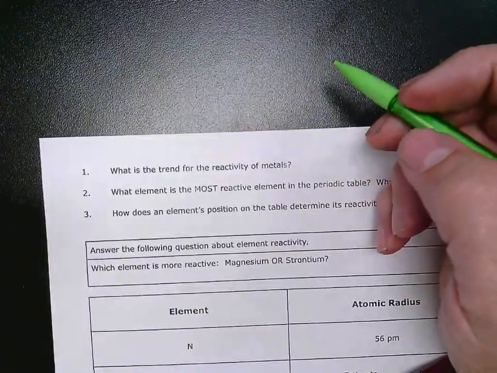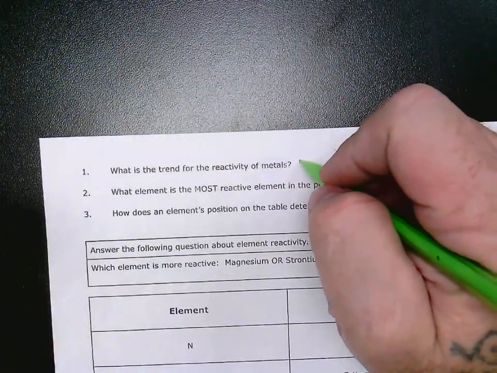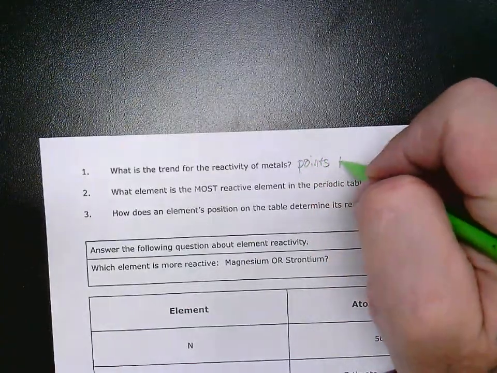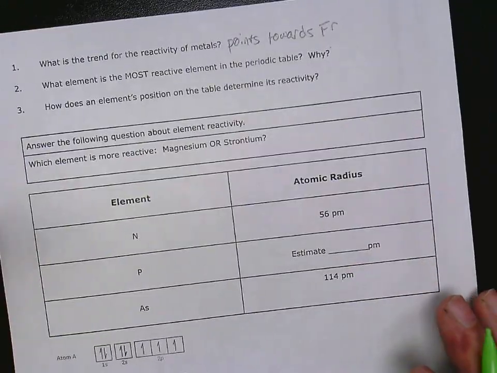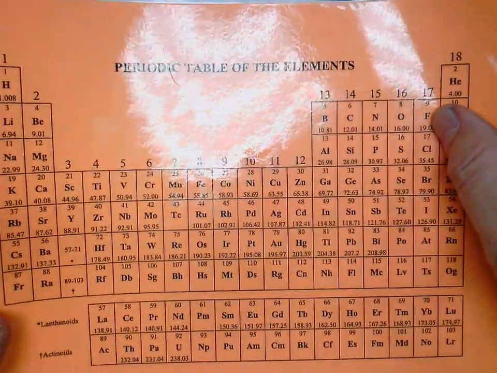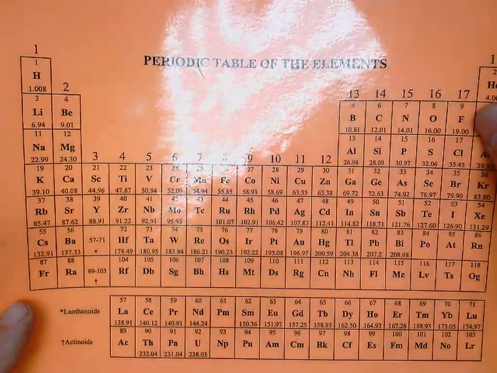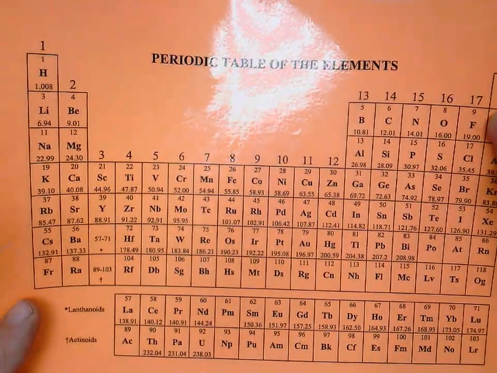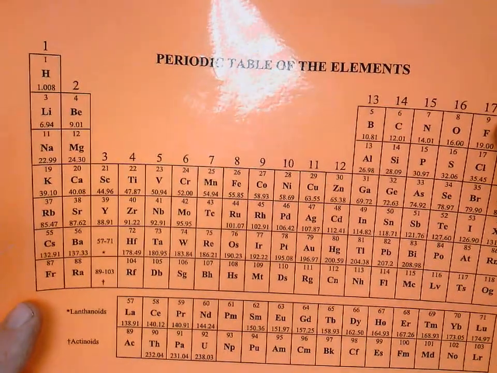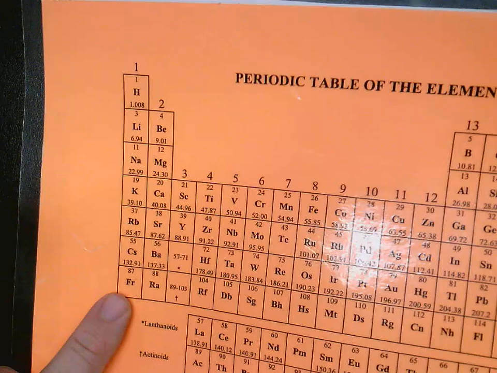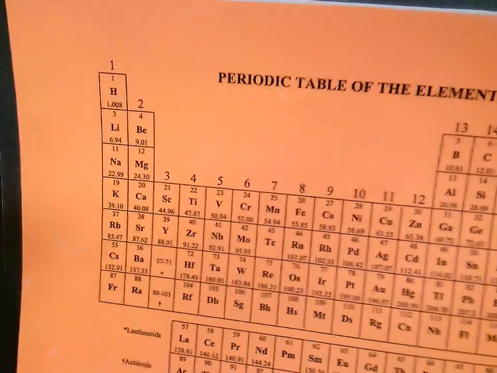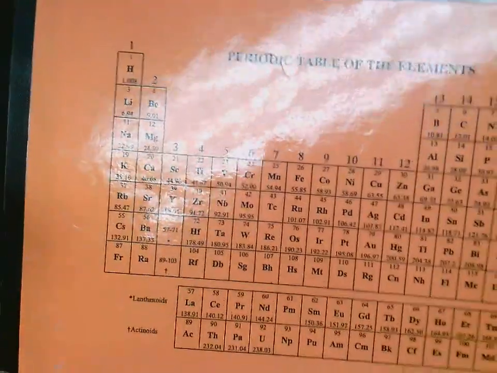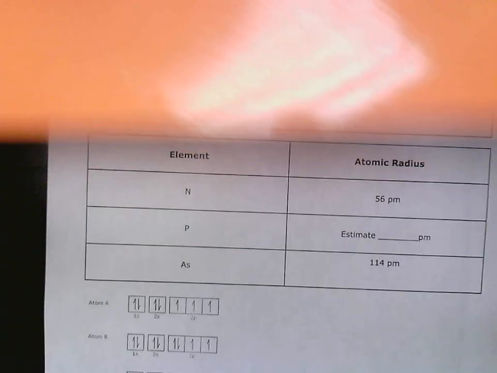Yes, we can. What is the trend for the reactivity of metals? Points towards francium, Fr. For the exact opposite reason, francium and fluorine are the two most reactive things on the periodic table. Fluorine, because it's trying to gain an electron so hard that it will pull one off of something, and that is, by definition, a reaction. Francium, because it's barely hanging on to that electron at all, so if it moseys by anybody in the middle of the periodic table, it's going to drop its electron on them. And so those are the two most reactive things on the periodic table.